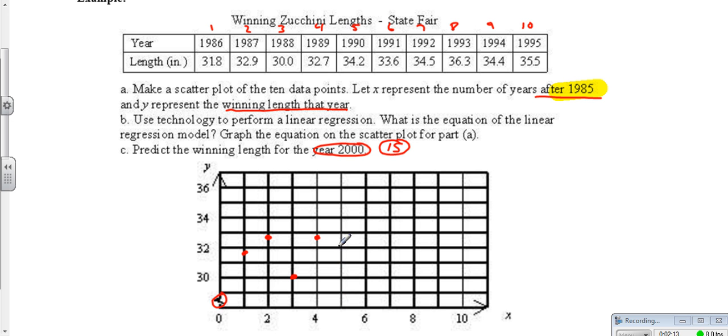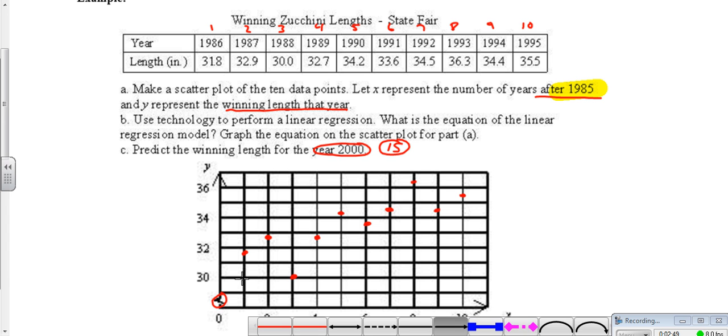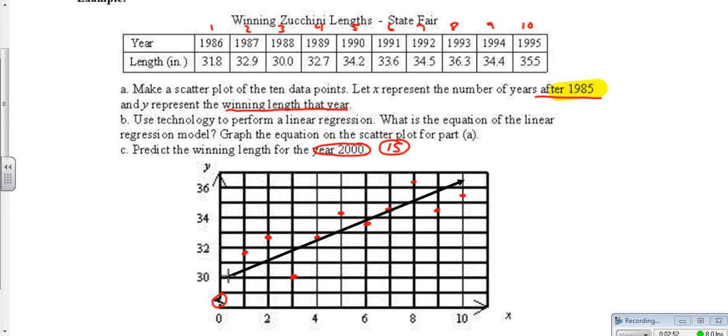5 is 34.2. 6 is 33.6. 7 is 34.5. 8 is 36.3. It does seem to be getting larger every year. 9 is 34.4, and 10 is 35.5. Now, this looks a little bit more scattered, but again, our data tends to be going this way.